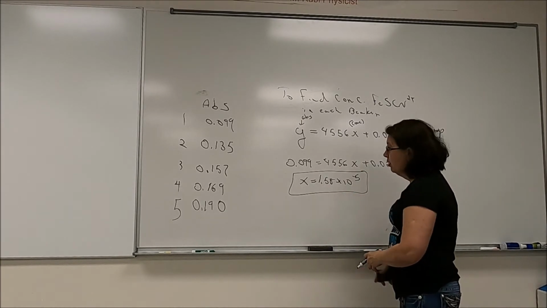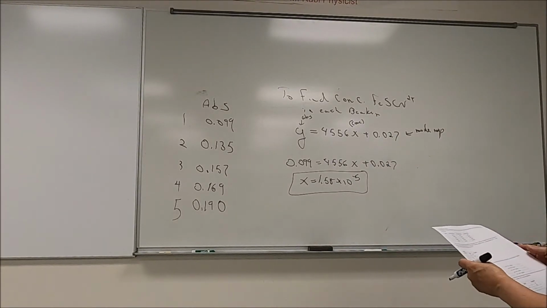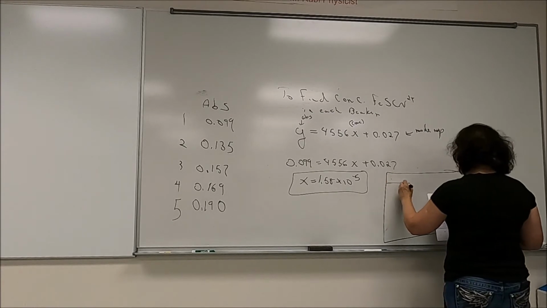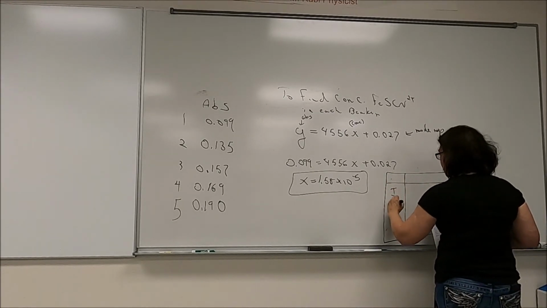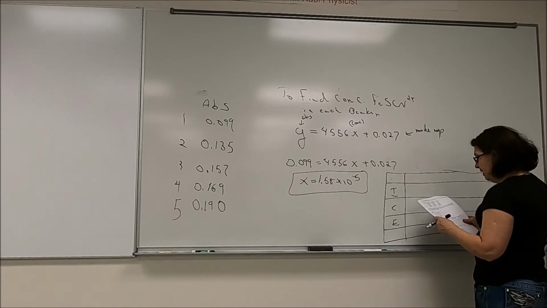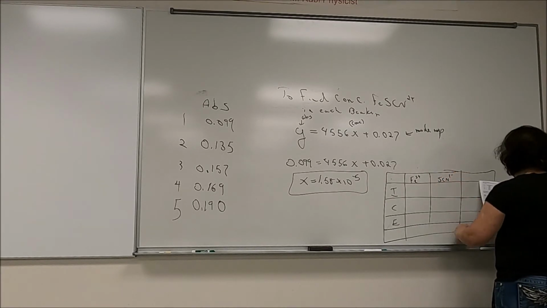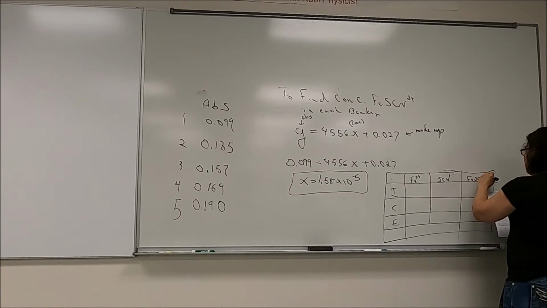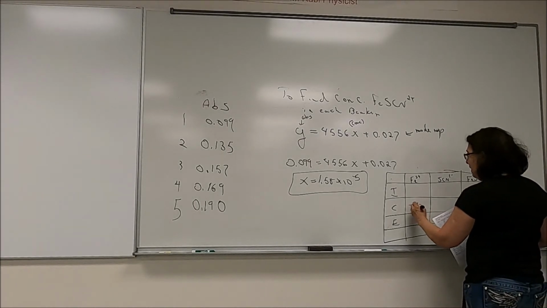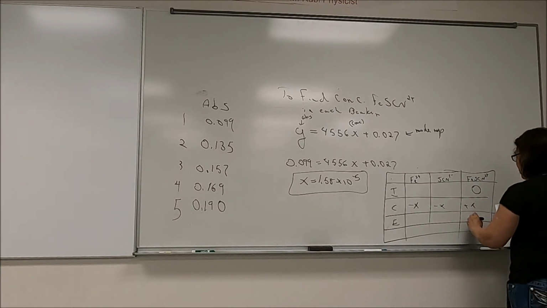Now, let's talk about how we're going to use that. All right. On your data sheet, you have ICE tables. Now you have the ICE there, you have the iron 3 plus, you have the SCN 1 minus, and FeSCN 2 plus. FeSCN to begin with is 0. Your change line I've already written in for you. It's minus X plus X. Everything's in a 1-to-1 ratio. And so this is X.